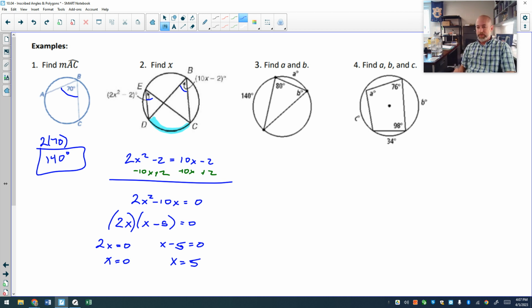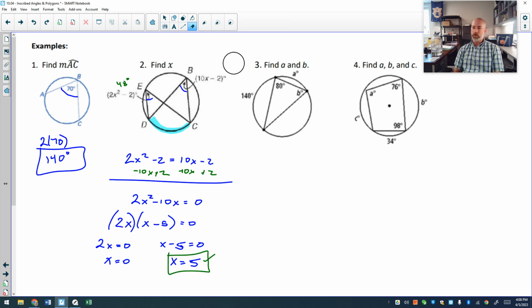And so what I'm going to do is plug these values of x in and see if we have any issues here. Starting with 5. If I plug in 5, 10 times 5 is 50, minus 2, that will be 48. That'll lead to 48 degrees. 2 times 5 squared, 5 squared is 25, times 2 is 50, minus 2, that would also be 48 degrees. They are equal. That checks out. So I'm going to keep the 5.